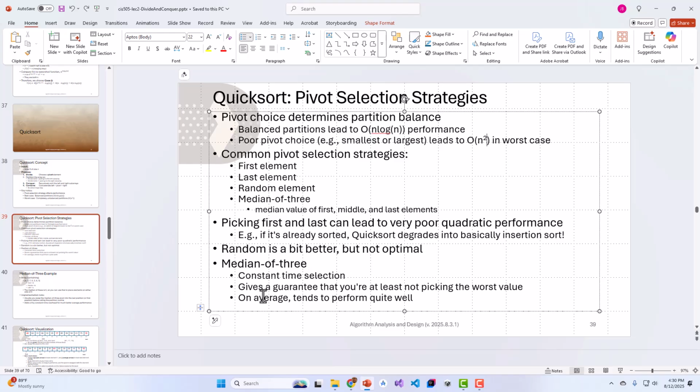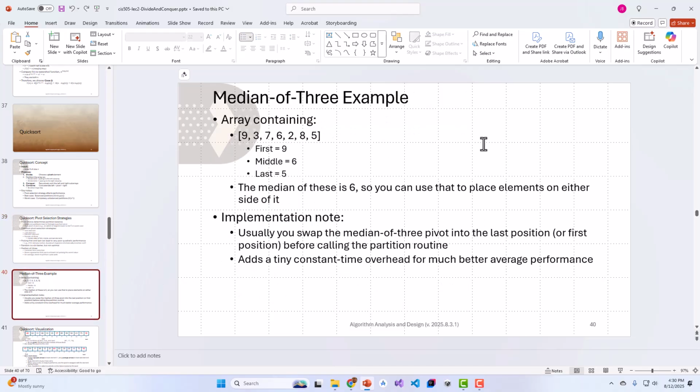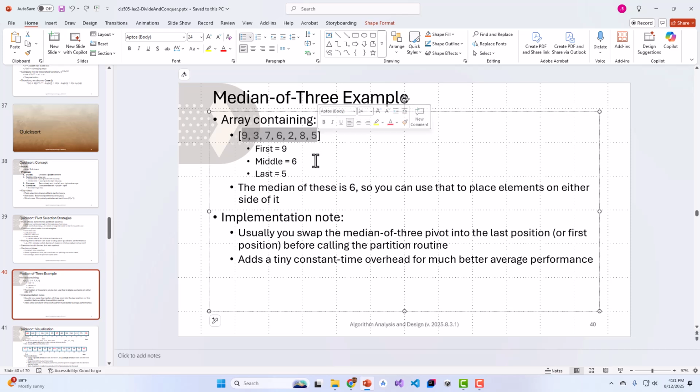Median of 3, constant time, gives a guarantee that you're at least not picking the worst value. It could be the second to worst value, possibly, but on average it tends to perform quite well. So let's say we have an array. This is just finding the median of 3. We're not yet doing anything with the actual full example. If I have this array and I just want the median of 3, I would look at the element in the front. That's a 9. That's first. There's a 6 in the middle, and then there's a 5 at the end.